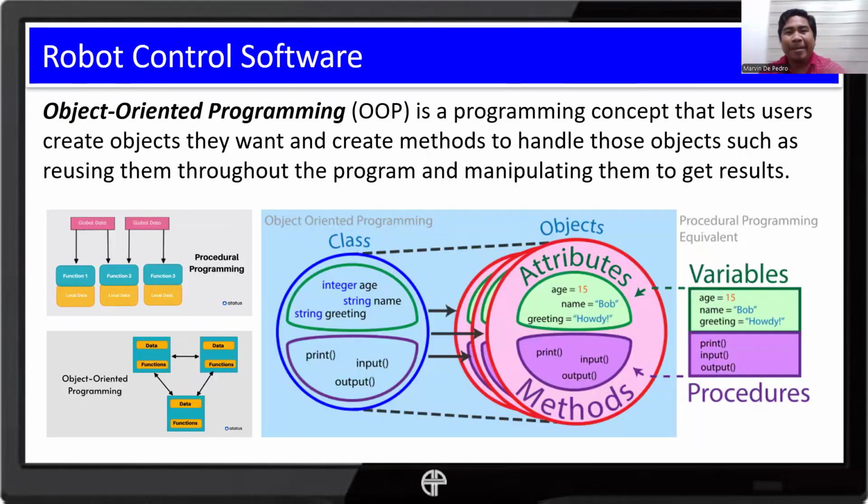All right? Now, another very important concept that you must understand before you can explore how programming robots actually work is OOP, or object-oriented programming. It's a concept that lets users create objects they want and create methods to handle those objects, such as reusing them throughout the program and manipulating them to get results. So you can observe this illustration. You can pause this video, but I want to give emphasis on the next slide. So kindly take a screenshot in 3, 2, 1.